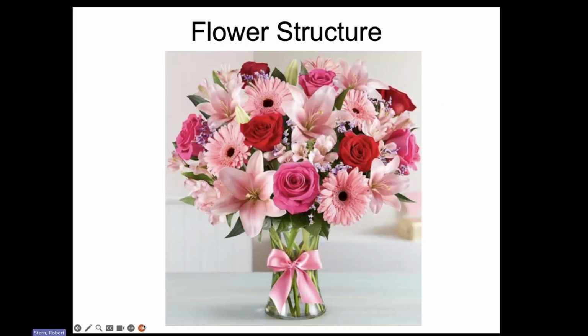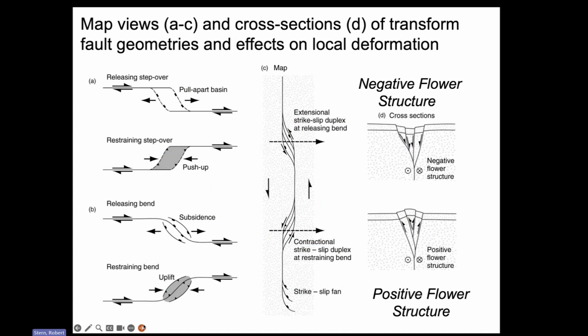Now let's talk about flower structures. This was a concept that took me by surprise when I started teaching tectonics. So this is complicated. Now we're actually looking at what's happening at these releasing and restraining bends. So here we're looking at a map view. This is a map view, and this is cross sections. So here we've got a right lateral system with a right step. So that's a releasing bend. That's a pull apart basin. That's a rhombochasm, some kind of an extensional basin in there.